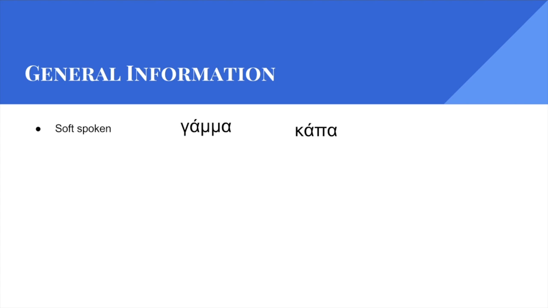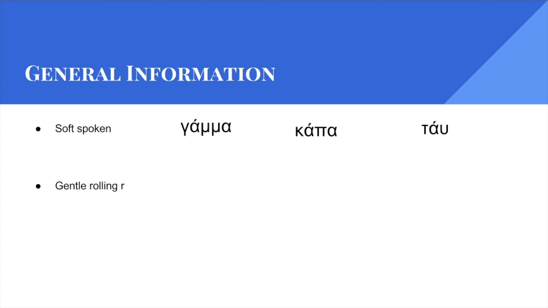Another example is kappa, which is the word for another letter. It's quite a soft K, almost getting closer to a G. And then tav, which is getting closer to a D again. So that's what I mean when I say it's soft-spoken.